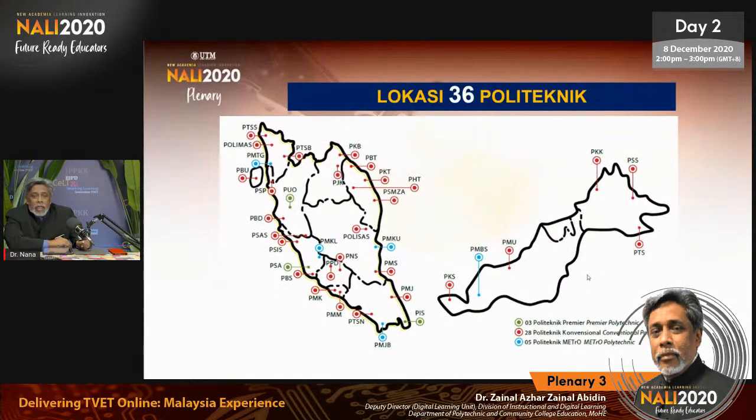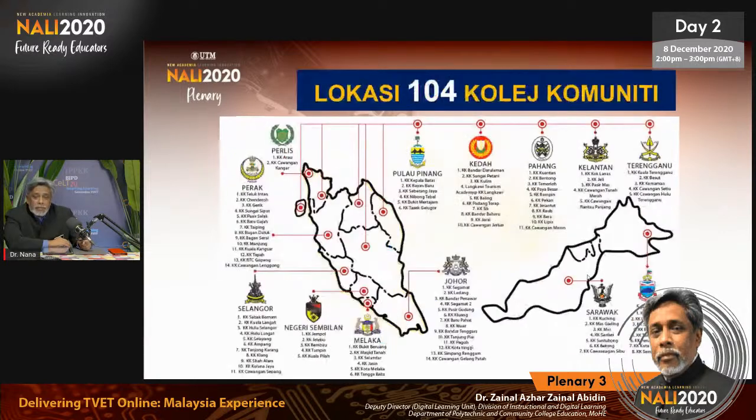Next. A brief introduction again of our polytechnics. There are 36 polytechnics located within Malaysia. Three of them are premier polytechnics, and then the rest are either conventional polytechnics or the metro polytechnics. So 36 polytechnics are located throughout Malaysia. Then these are the college communities. They have a higher number than the polytechnics, 104 college communities.